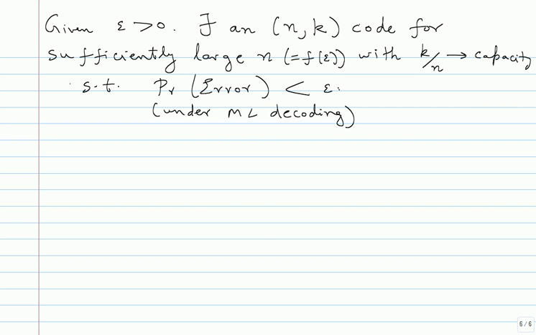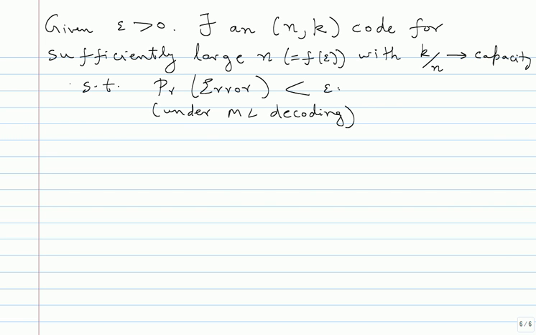Think about what this means. Even the second statement is also true. If k by n is greater than capacity, then there will be no code for which the probability of error can be arbitrarily low. So this is why coding is supposed to be very important, the final tool for communication. Hopefully the meaning is clear.